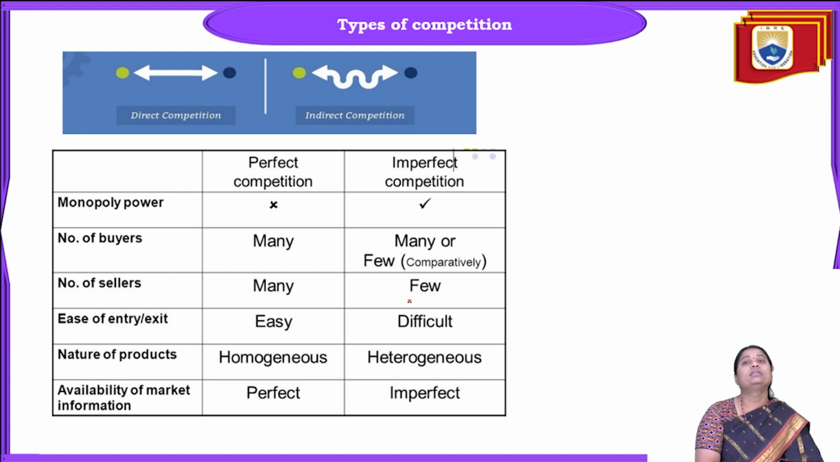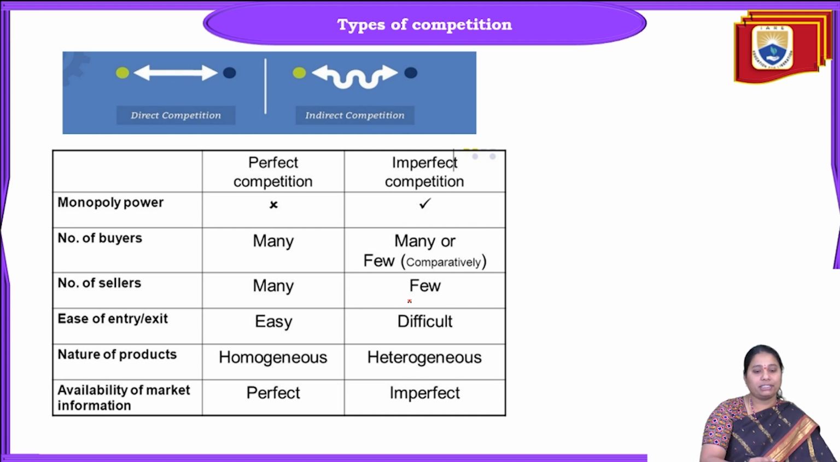The next concept is types of competition. As we have already discussed, market structure means the number of customers, the number of buyers, the places, or all the attributes related to the particular exchanging place. In that market structure, there might be direct competition or indirect competition. Based on that, markets are categorized into two: perfect competitive markets and imperfect competitive markets.